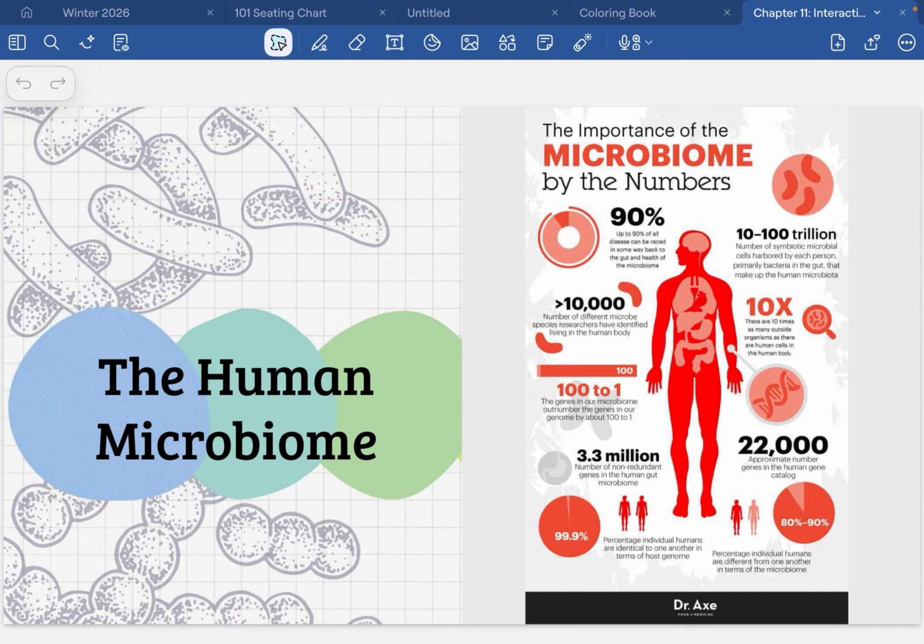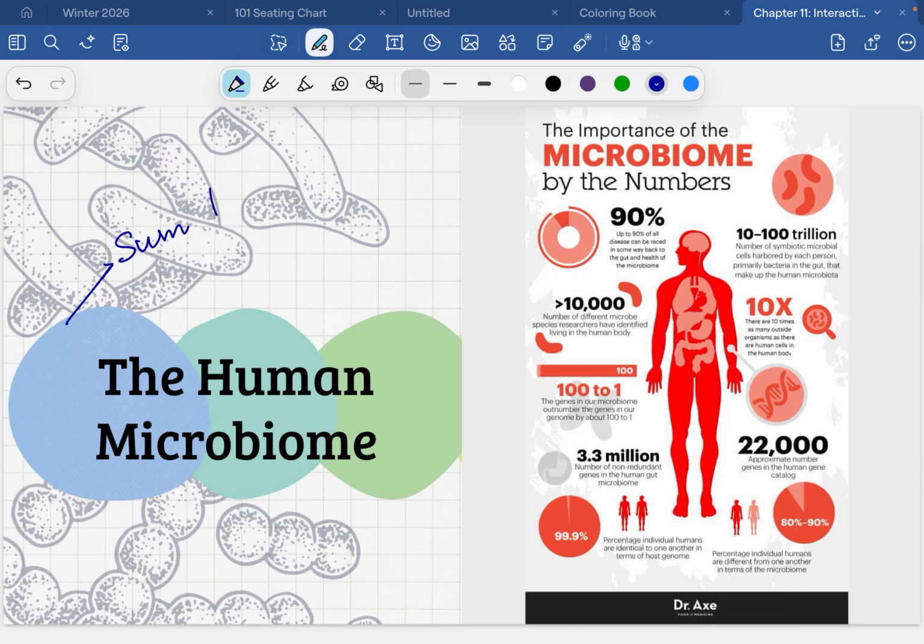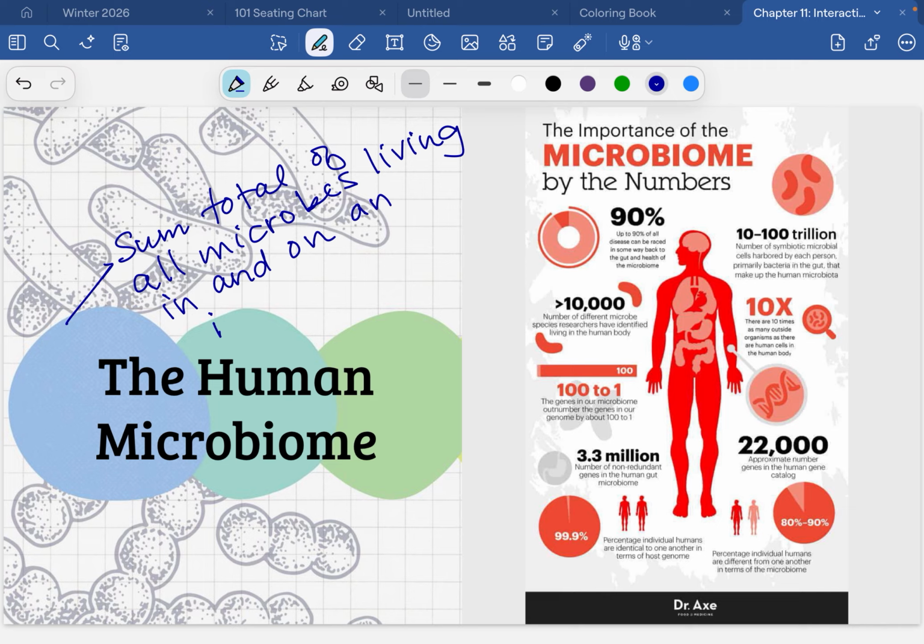And one of the most important and most beneficial ways that microbes interact with a human is through the human microbiome. So the human microbiome is the sum total of all microbes living in and on an individual human. Okay.